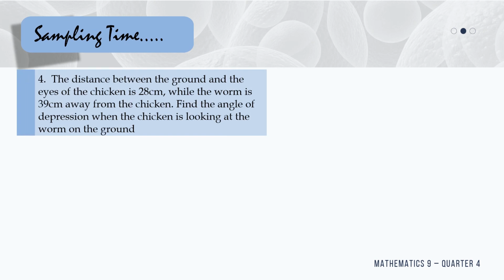Okay, we'll move to our last example. Given the following. The distance between the ground and the eyes of the chicken is 28 centimeters, while the worm is 39 centimeters away from the chicken. Find the angle of depression when the chicken is looking at the worm on the ground.